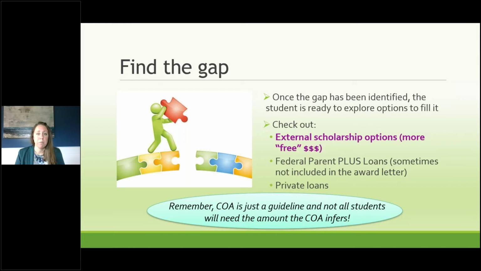Private loans usually come from a bank, perhaps a different type of lender. They're going to have higher interest rates in general, but they are an option for students and families if they need it. And just, again, another reminder that COA is just a guideline. It's not the end-all be-all of how much money that student's going to need to take out in student loans. It's just a guideline. So it's important to start to budget and estimate these costs.